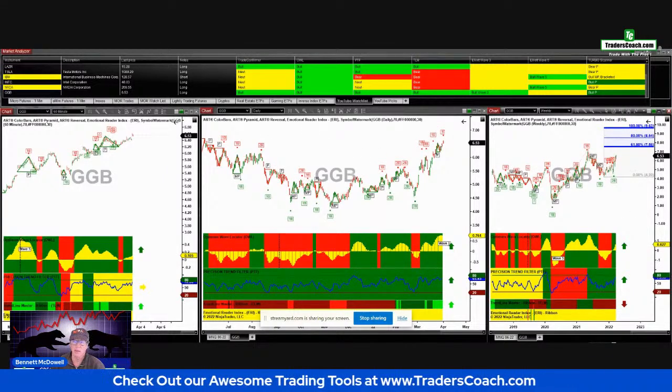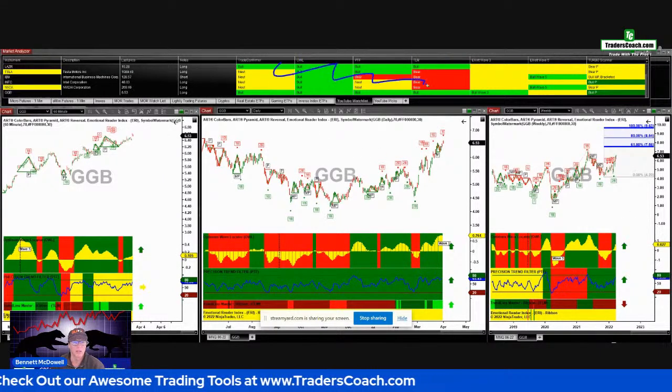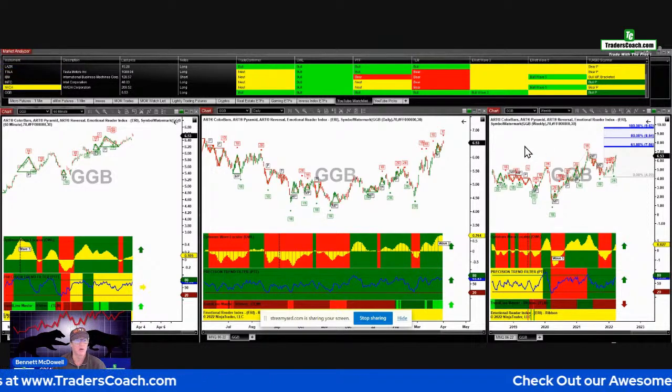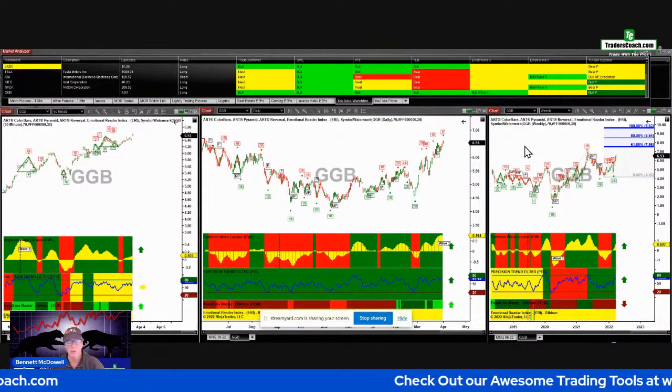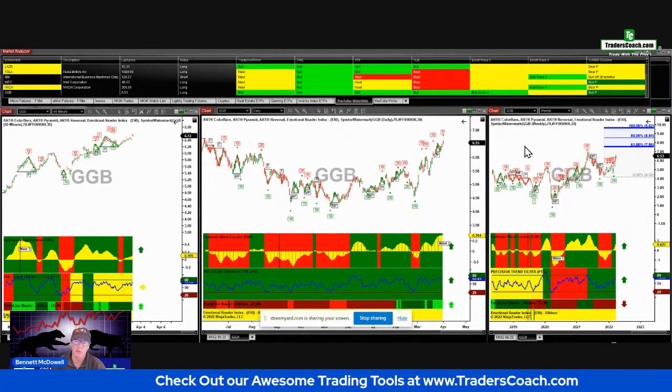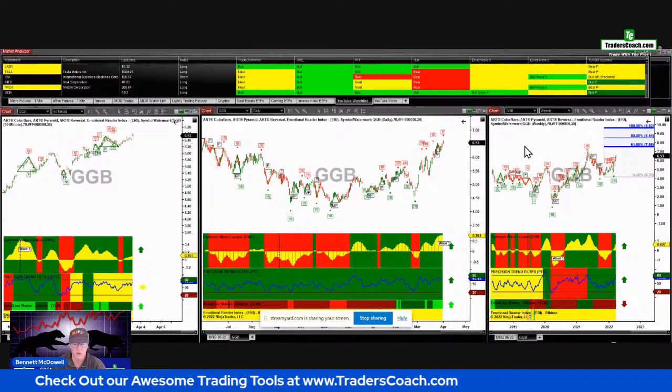All right, the thing you see at the top with all the nice colors is our scanner, and we're using our proprietary scans, which you can also purchase from us in the Market Analyzer. It's also available in TradeStation and MultiCharts.